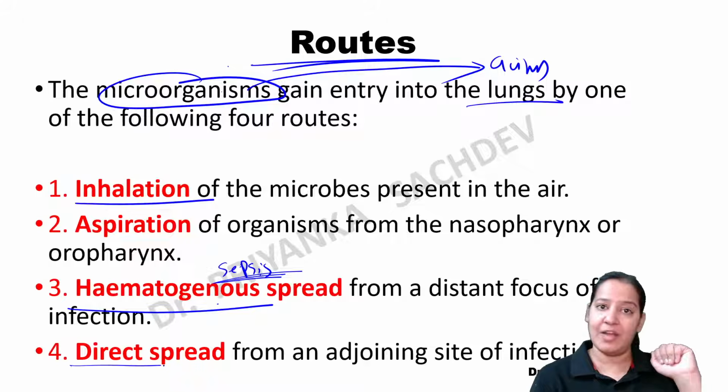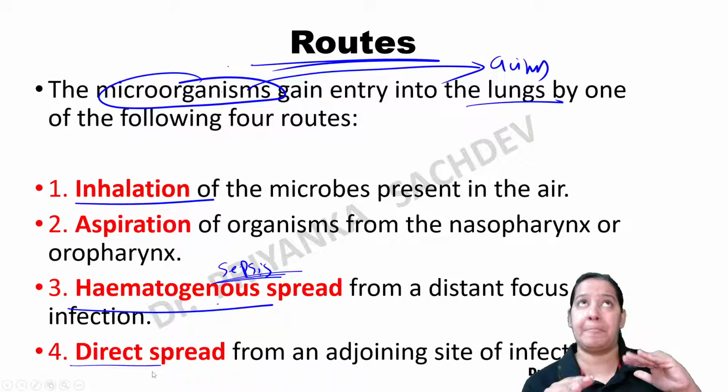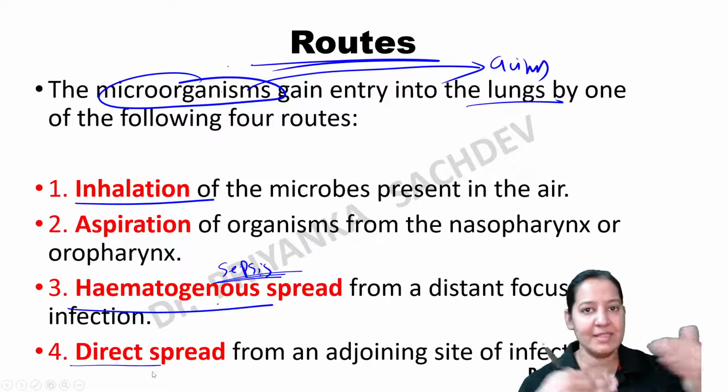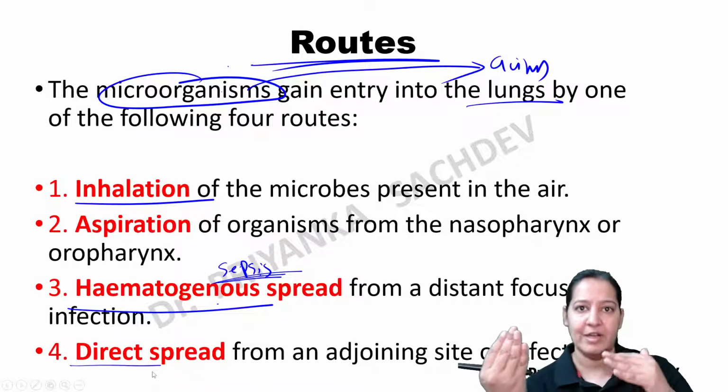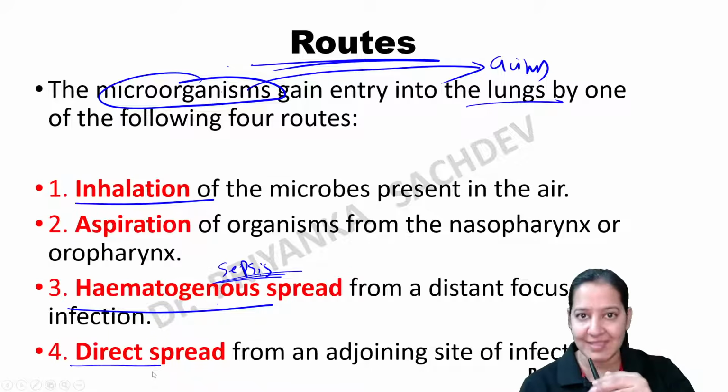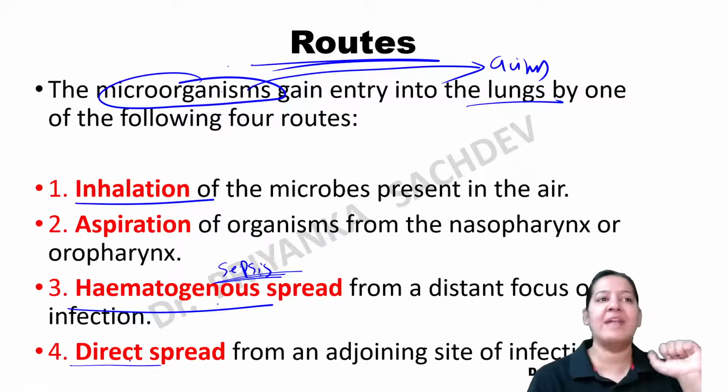It can occur by direct route. The lungs are in close position with the ribs, adjoining the ribs. So if bacteria or virus is present in the ribs or in the heart or in the muscles of the thorax, they can directly enter the lung. So that is the direct spread.